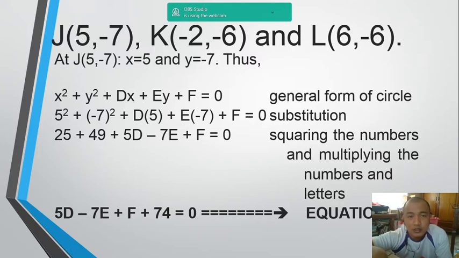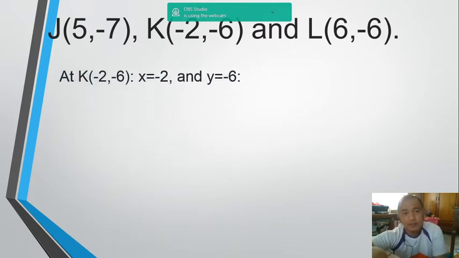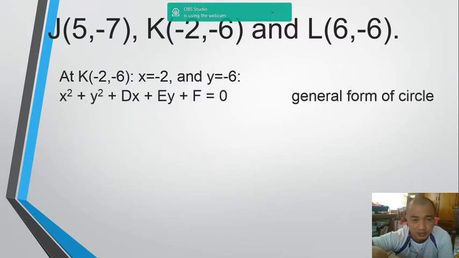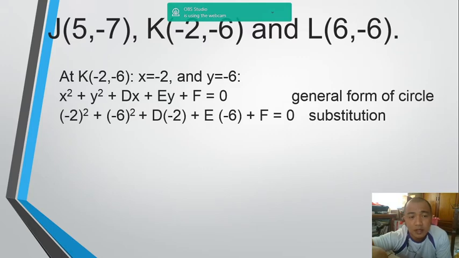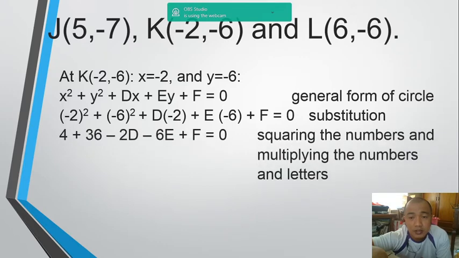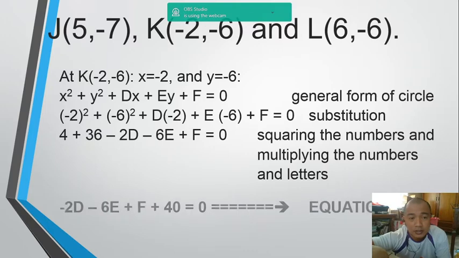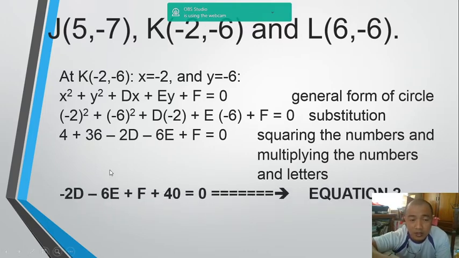Right? Next equation, let us get point K(-2, -6). That means x equals -2, y equals -6. Substitute this to the general form of circle: (-2) squared plus (-6) squared plus D times -2 plus E times -6 plus F. Then square the numbers and multiply the numbers and letters. So we have 4 plus 36 minus 2D minus 6E plus F. Then add 4 and 36, which is 40. So our equation 2 is -2D minus 6E plus F plus 40 equals 0.